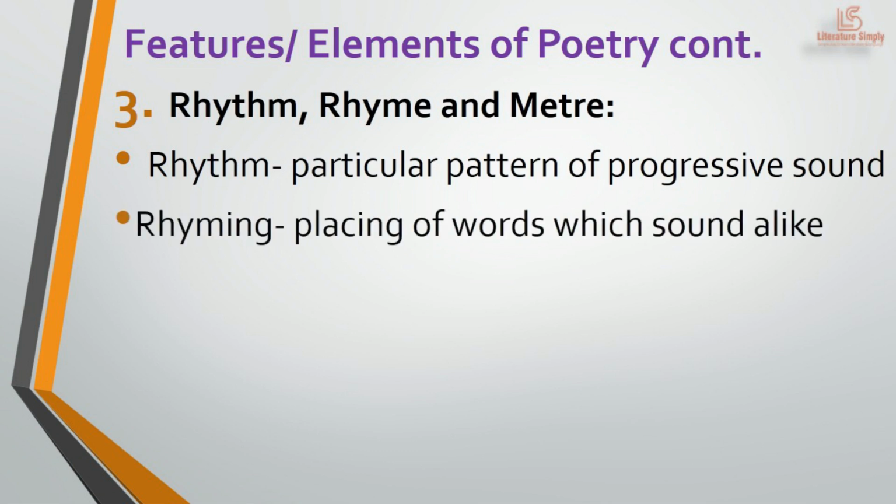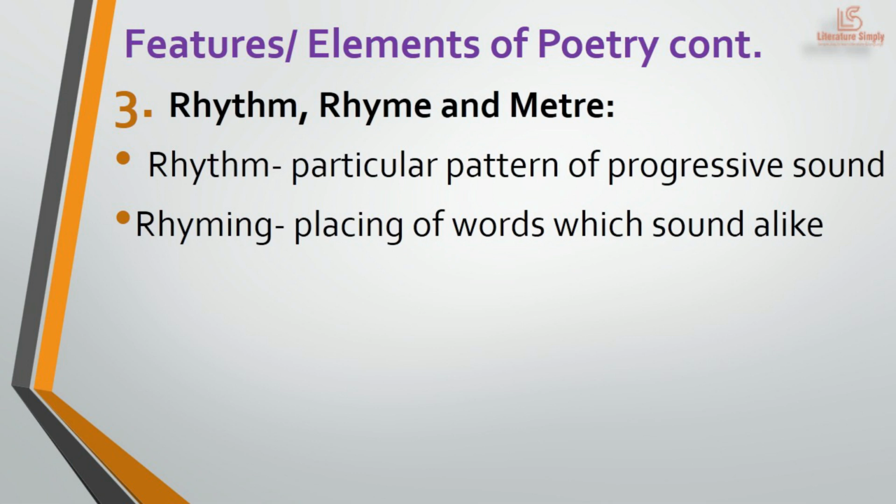Rhyming is the placing of words which sound alike. Often such words are placed at the end of lines. But we also find similar sounding words within the lines, which is called internal rhyming. Here are a few rhyming words: cat, mat, foil, coil, red, shade, light, fight, etc.